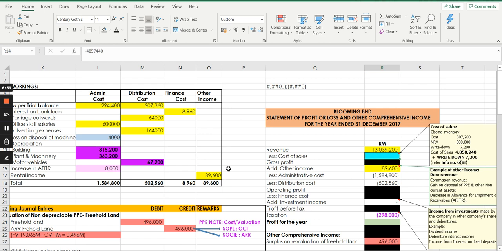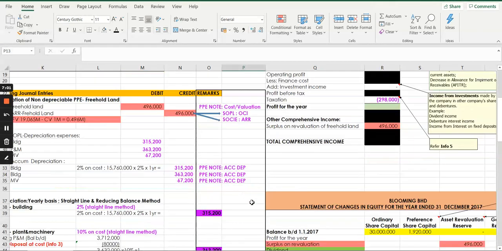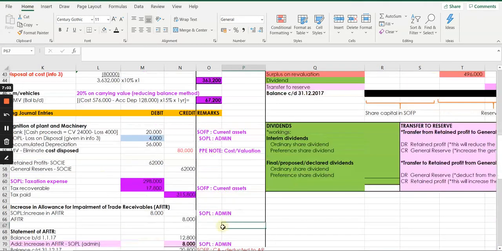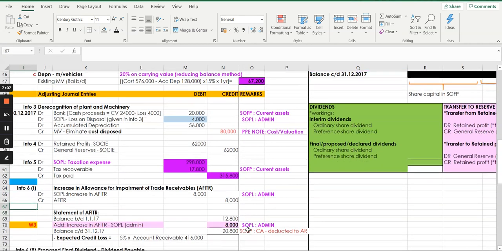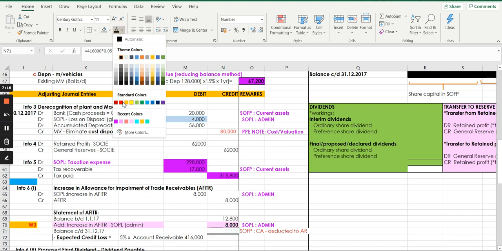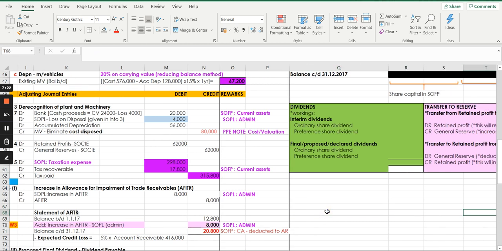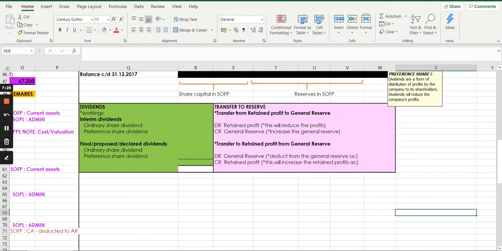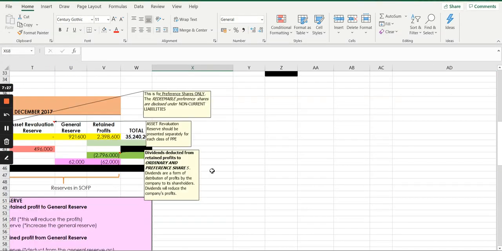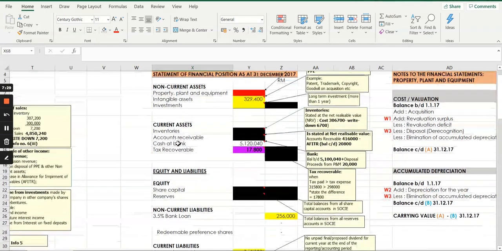But before that, let's look at the effect of the allowance for impairment. Not only there in the SOPL, but also what is the effect in the statement of financial position. Under your current asset, you need to deduct this amount, 2,800, from your account receivable. So let's go to the current asset section now, which is here.